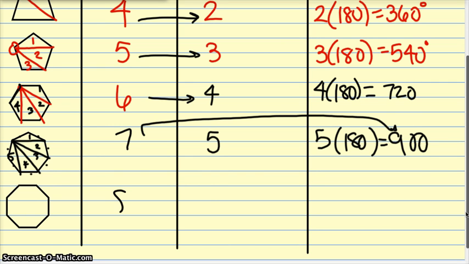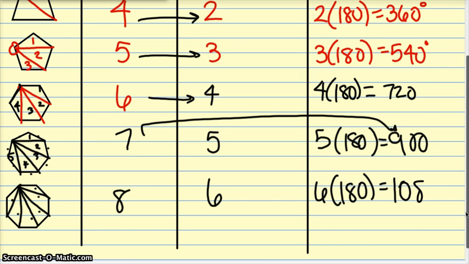And lastly, this is an octagon. Should end up with 6 triangles. Let's try it. One, 2, 3, 4, 5, 6. So because it can be split into 6 triangles, and each triangle adds up to 180, you end up with a total of 1,080. So patterning: the number of sides minus 2 is how you get the number that you're multiplying by 180. And that is the theorem.